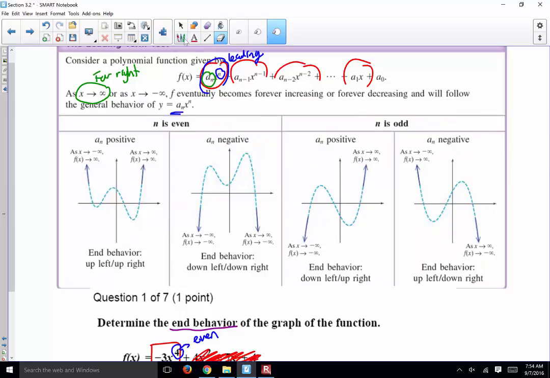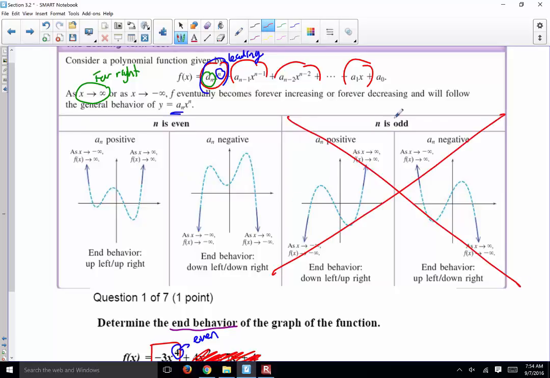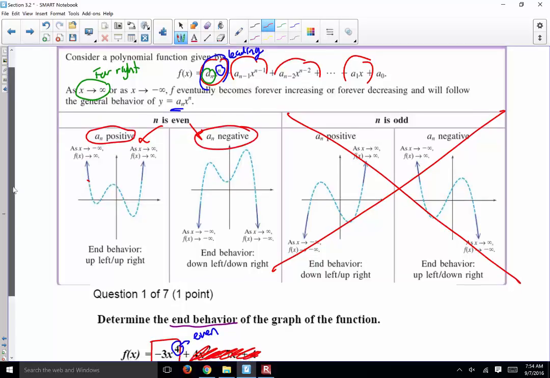We are going with the even case, so I cross out this option because the power on the exponent is even. Now between even there are two cases. You may go both ends up or down, and to decide this you need to check the number in front whether it's negative or positive.